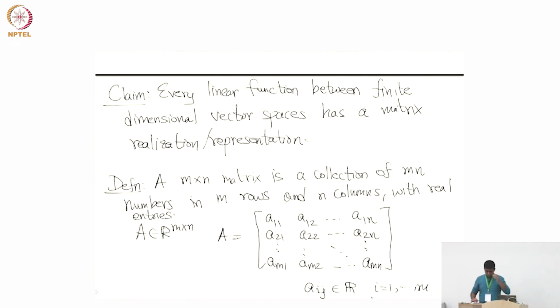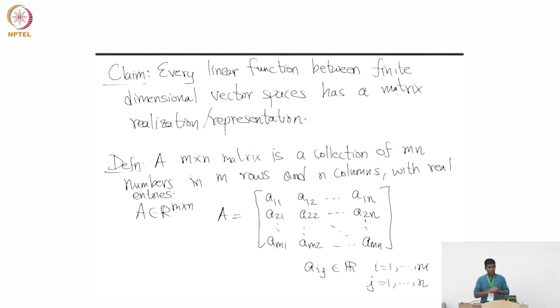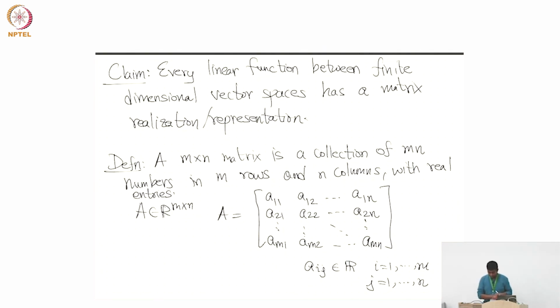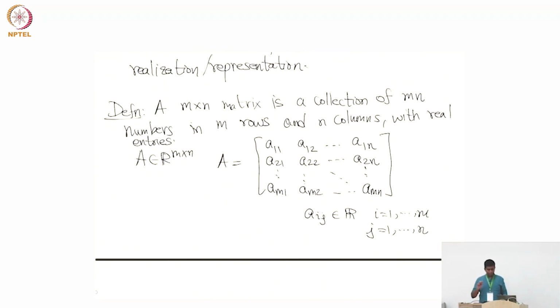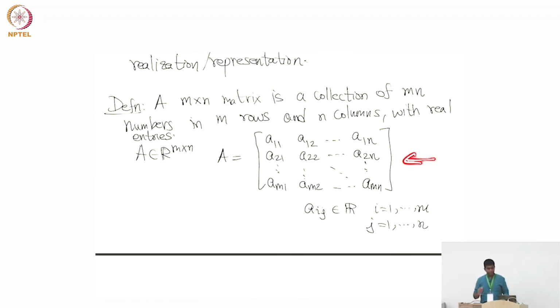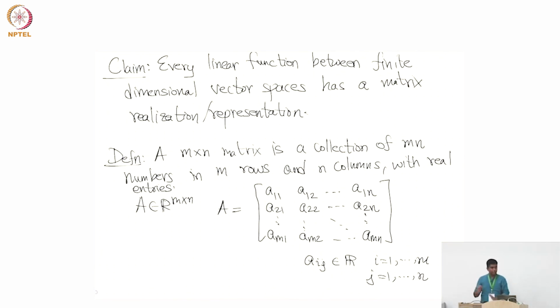Okay, so this claim is saying that every linear function between finite dimensional vector spaces can equivalently be thought of as having a matrix representation. So, is that statement okay with everyone? It's not something, again, if you have seen it in a linear algebra setup, great.